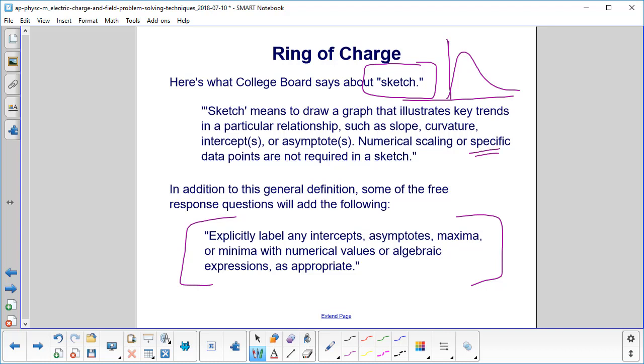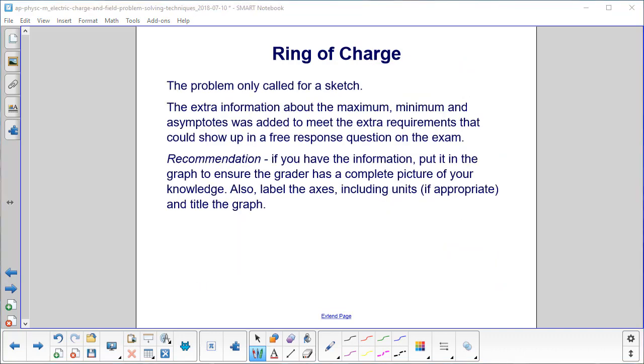And just a quick word on the specific data points. We certainly didn't have any in this problem, but they'll give you experimental problems where they say somebody took a reading at various distances, here are the different electric field values, plot it. That's when you're putting in the specific data points. This problem was worded so it only called for a sketch, but I'm not the College Board. However, we put in the extra information about the maximum, minimum, and asymptotes to meet the extra requirements that could show up in a free response question on the exam. So the recommendation, if you have the information, put it in the graph to ensure that the grader has a complete picture of your knowledge.